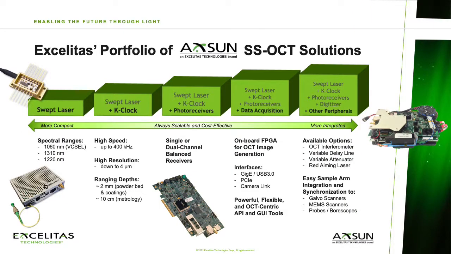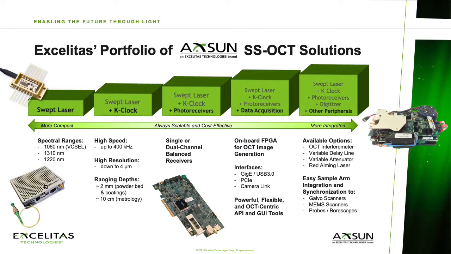Excelitas supplies a large catalog of swept source OCT products via its Axsun brand. These range from compact swept laser subcomponents to custom data acquisition and processing electronics to integrated imaging solutions that are adaptable in a plug-and-play fashion to a variety of application-specific scanners.